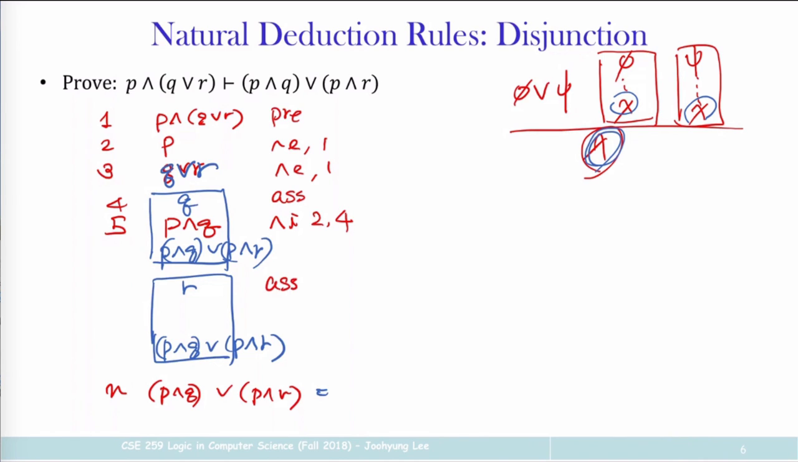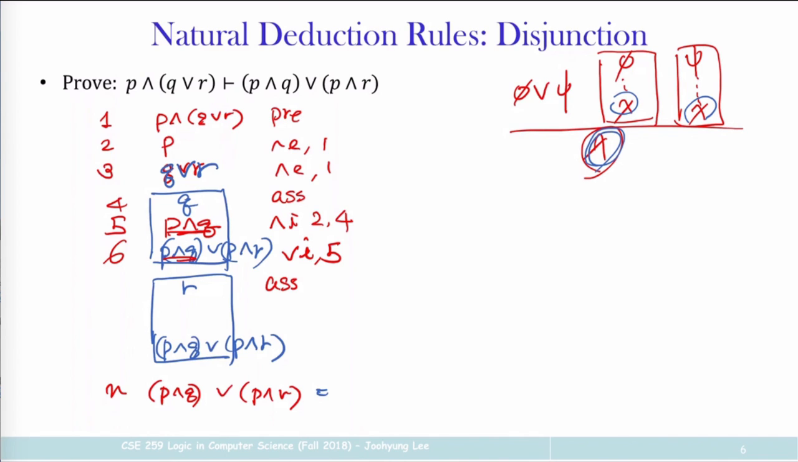This is assumption. Okay? Now I don't have space between line 5 and the next line, but I don't need it. Why? How can I go from line 5 to line 6? Or introduction, because P and Q is one of the disjunctive terms, and no matter whatever that I make a disjunction with, that's still a valid formula to derive. So that's or introduction from line 5. We are done here.